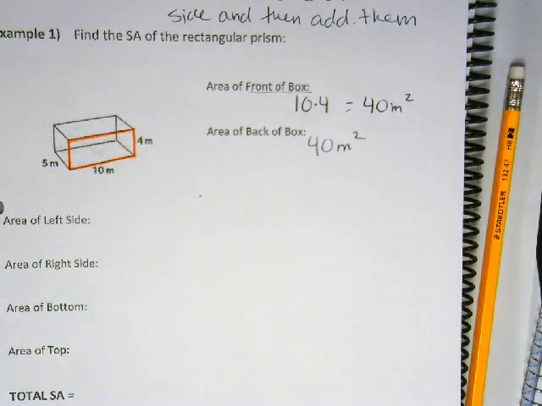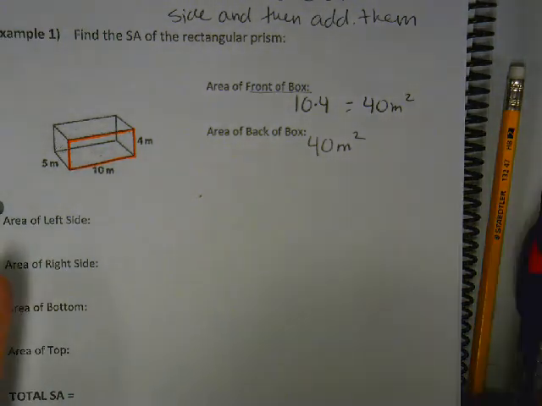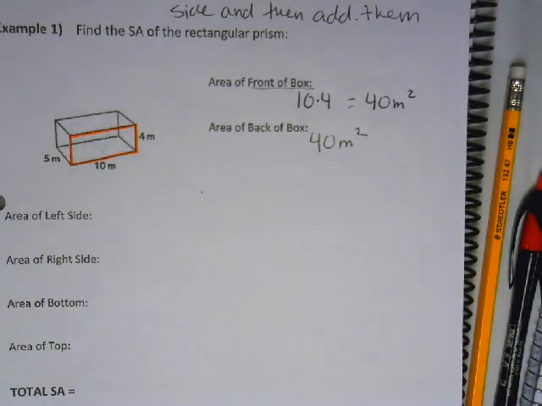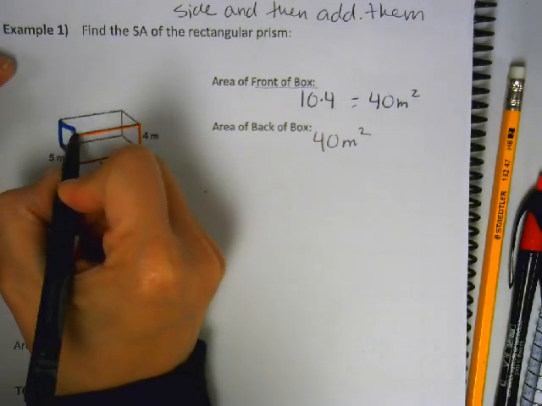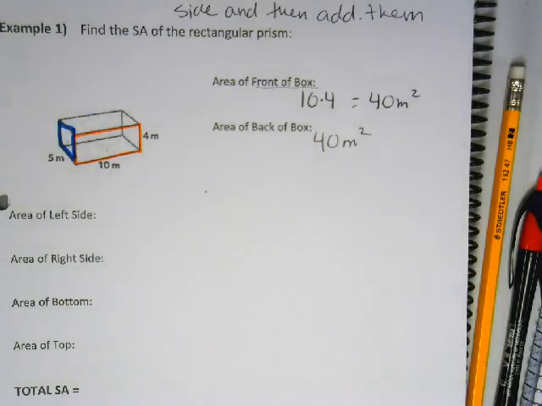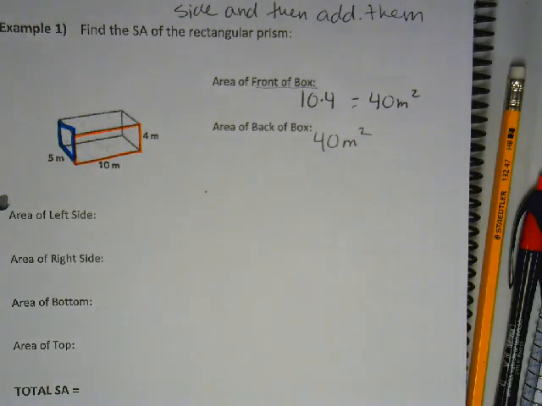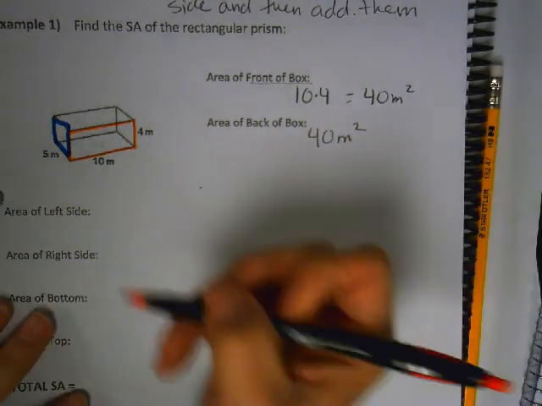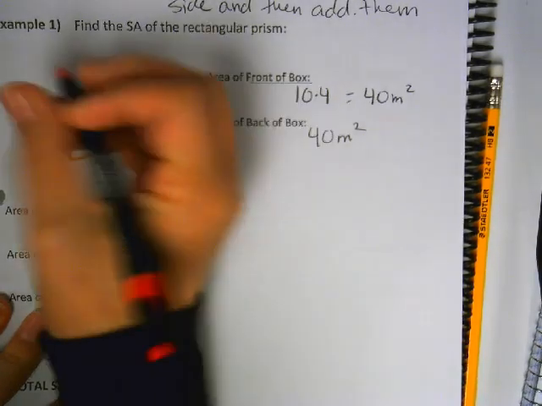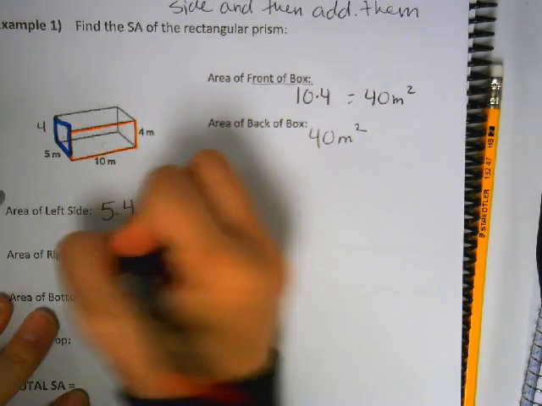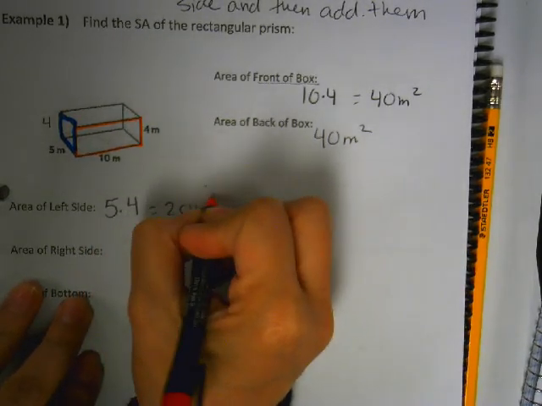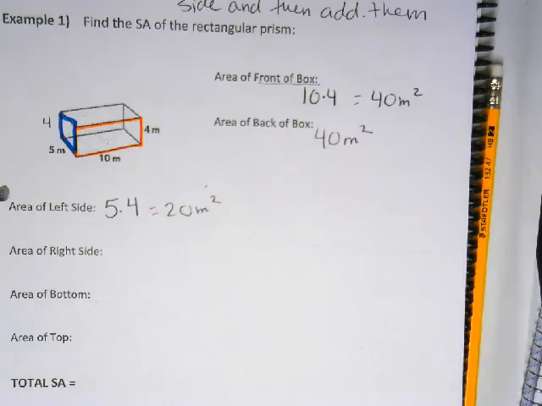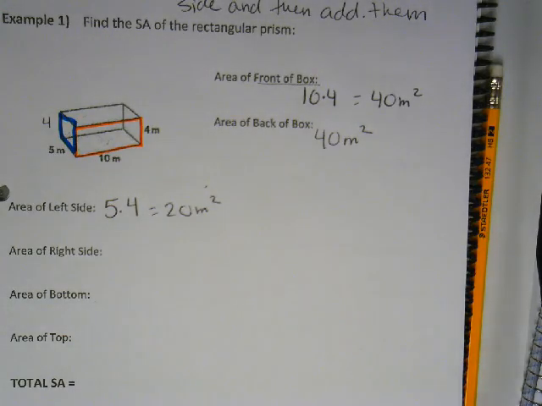Make sense? Okay, the left side. The left side I'm going to color in blue. Light work. Okay, what are the two measurements of the left side? 5 and 4. 5 times 4. This is 4. So what's 5 times 4? 20. 20 meters squared. Now, the left side is the same size as the right side.